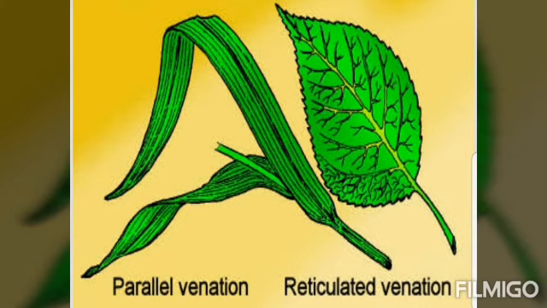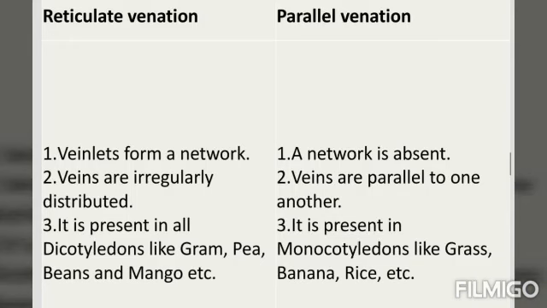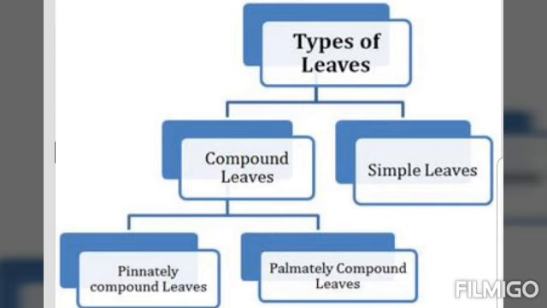The arrangement of veins and veinlets in the lamina of a leaf is termed venation. When the veinlets form a network, the venation is termed reticulate. When the veins run parallel to each other within a lamina, the venation is termed parallel. Leaves of dicot plants generally possess reticulate venation, while parallel venation is a characteristic feature of most of the monocotyledon plants.